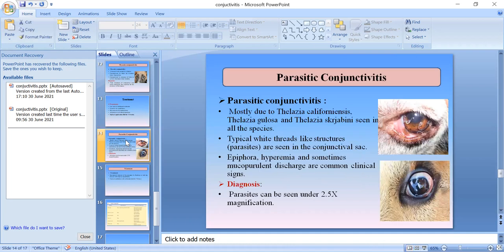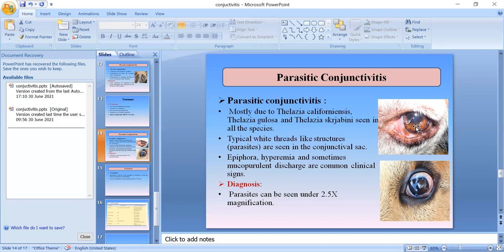So next one is parasitic conjunctivitis. Parasitic conjunctivitis is due to parasites, that is Thelazia californiensis. I think you have seen parasitic conjunctivitis in horses in clinics, right? So Thelazia gulosa and Thelazia lacrymalis are seen in all the species. White thread-like parasites are seen in the conjunctival sac. You can see here, this one is the parasite of the eye.